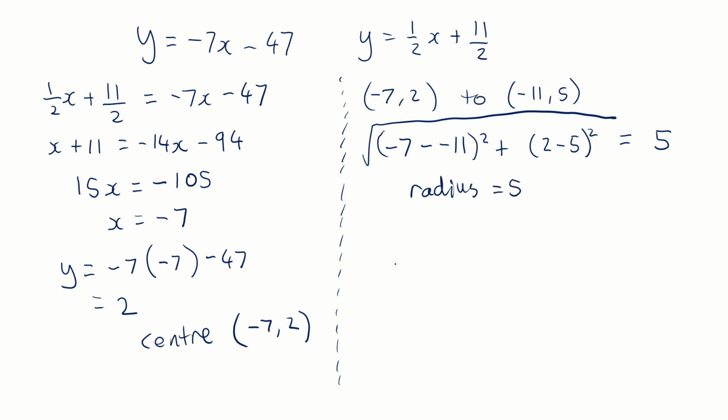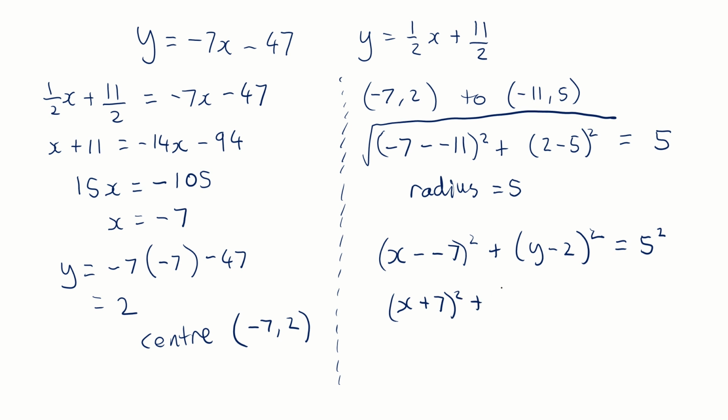Nice, so now we have all the information we need to be able to find the equation of the circle. It will therefore be x take away the x coordinate of the center of the circle, in bracket squared, plus y take away the y coordinate of the center of the circle, all squared. Very bad 2 there. And then that's going to equal the radius squared. So that's a 5 squared, and of course then you just got to tidy it up. So it would be x plus 7 all squared plus y minus 2 all squared equals 25. Ta-da! That is the answer to the question.